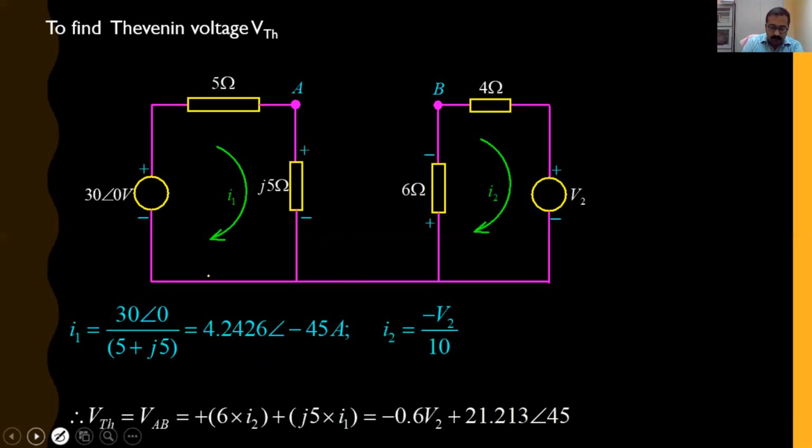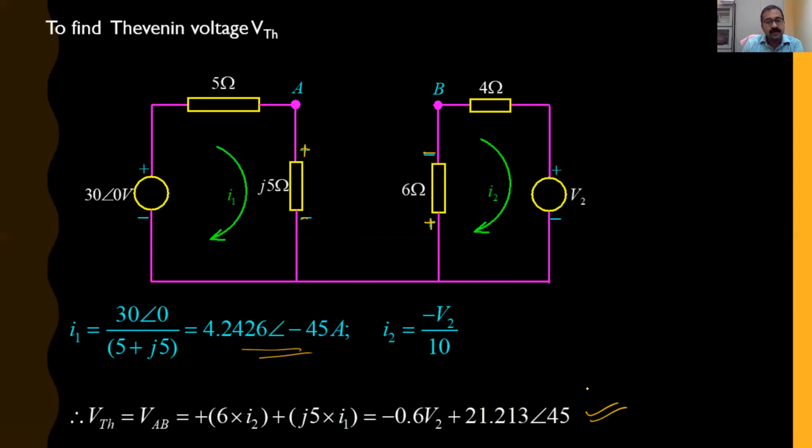Now what next? We have to find the voltage. So you see, this I1 is entering J5 like this, so this is plus and this is minus. Similarly, for this assumed current direction I2, this is plus and this is minus. Now you move from B to A. As I move from B, minus to plus is a potential rise. So plus 6 into, what's the current through 6? I2. So plus 6 into I2. Then as I move along this path, minus to plus is a potential rise, so plus J5 into I1. I1 value is known and I2 is unknown in terms of V2. So this will be your VTH. Are you following me?